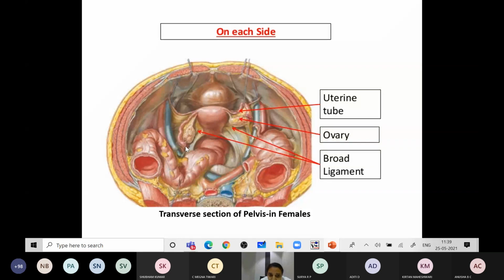And the peritoneal cavity is open here. As the fimbriated end converges over the ovary, it is open. The general peritoneal cavity is connected with the pelvic ostium, fallopian tube, uterus, vagina, outside. So the peritoneal cavity in case of females is open.